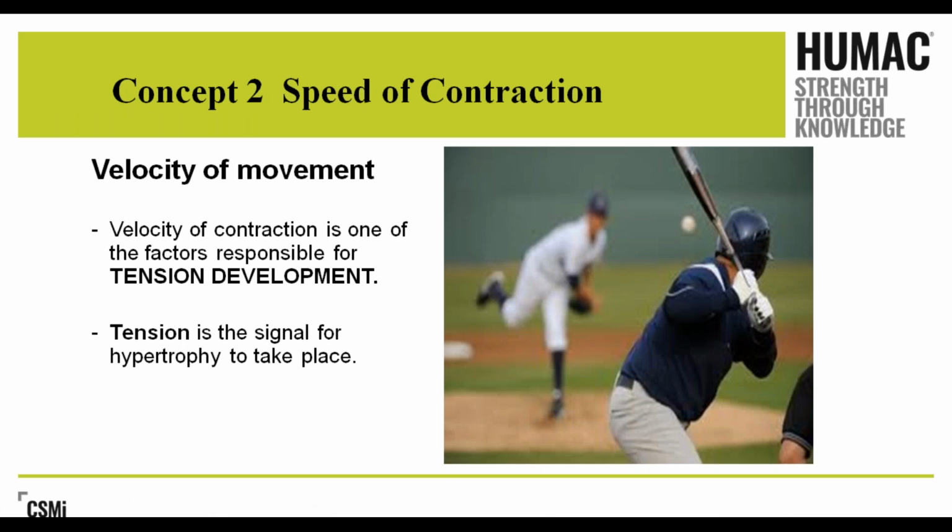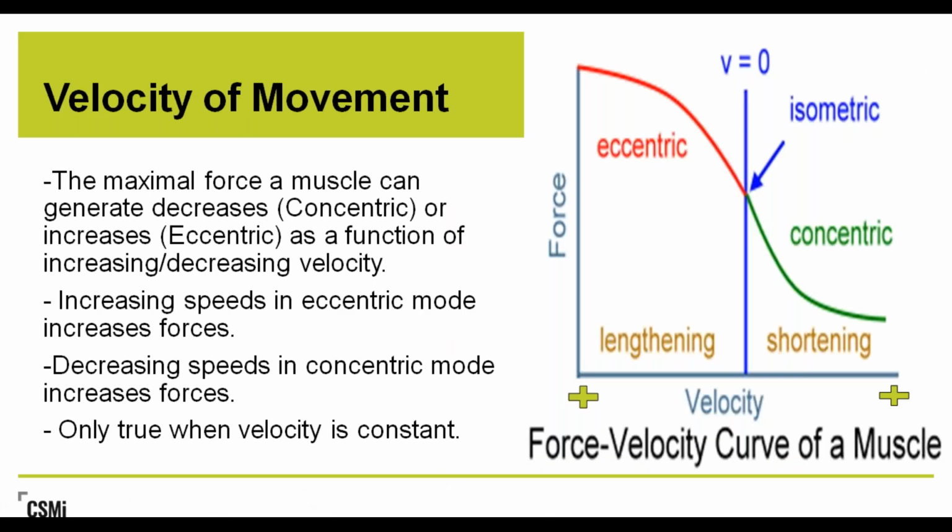I can tell you hands down that velocity of contraction is one of the factors, not the only one, just one of the factors responsible for tension development. And tension is, without a doubt, the signal for hypertrophy to take place. If we don't develop tension, we don't develop hypertrophy. If we want to develop our fast twitch fibers, we need to be able to train at higher levels of force. So that's where the force velocity curve really comes in. And it's important for us to understand the science behind the exercise.